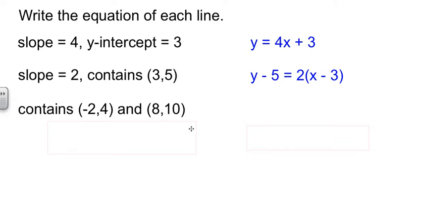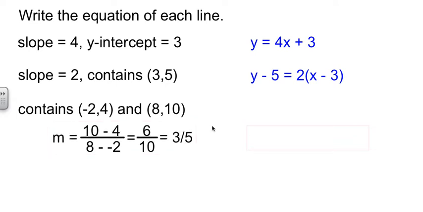So let's find the slope of this line using the slope formula that we learned last time. 10 minus 4 over 8 minus negative 2 gives us 6 over 10, which reduces to 3/5. Now we have a slope, and we have our choice of 2 points. We can pick either one. I picked the second one. There's no rhyme or reason why I picked the second one. I just did. So y minus 10 equals 3/5 times x minus 8.